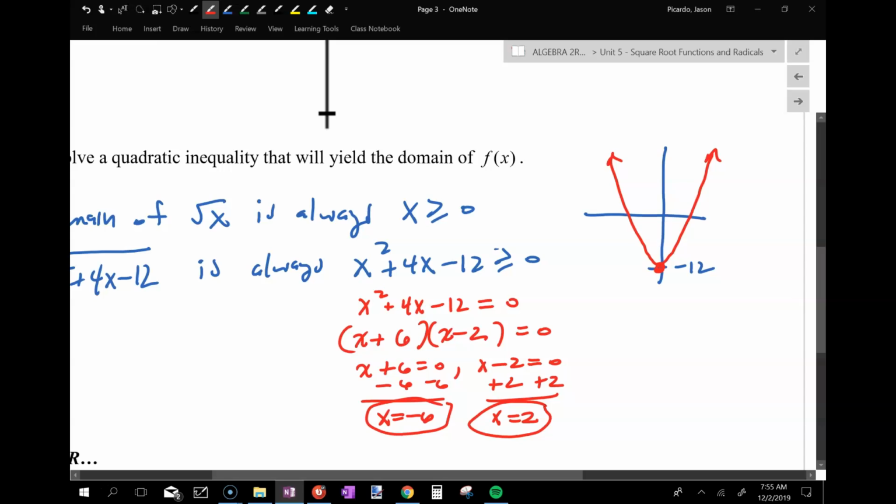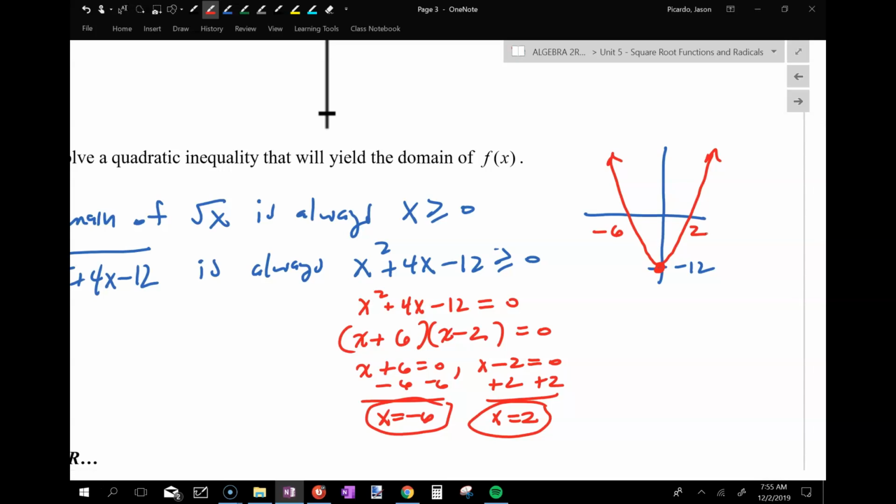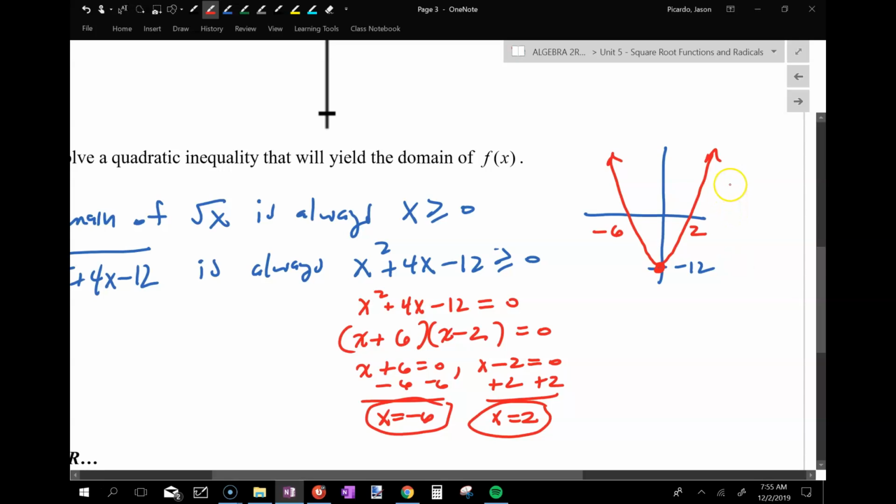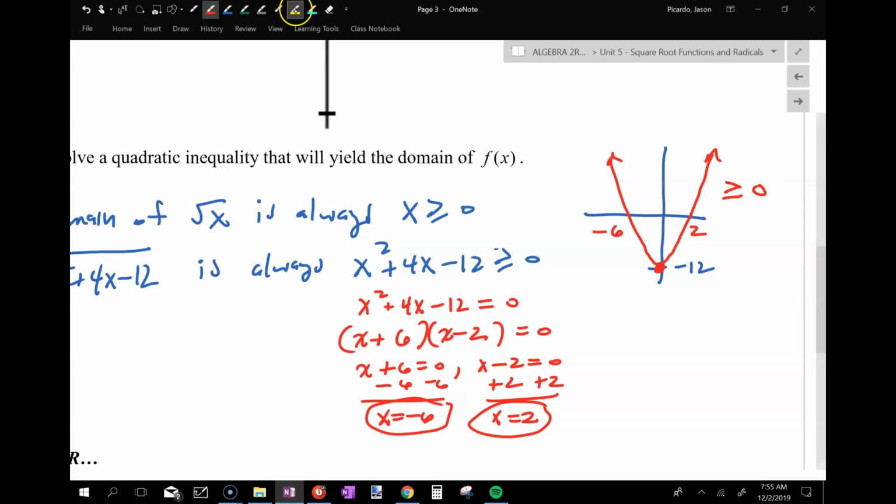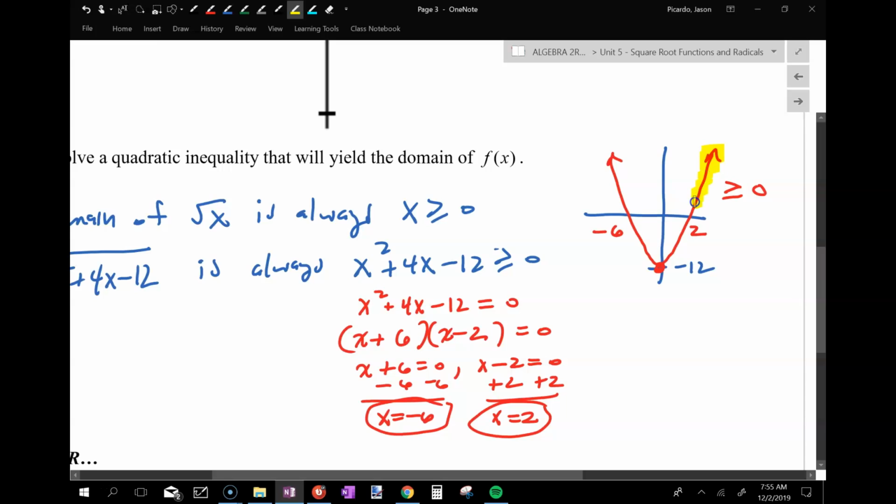Okay, got my roots? Here's negative 6 and here's 2, right? Everybody agree with that? Hey guys, where is this graph greater than 0 or equal to 0? Is that part greater than or equal to 0? Is that part greater than or equal to 0?